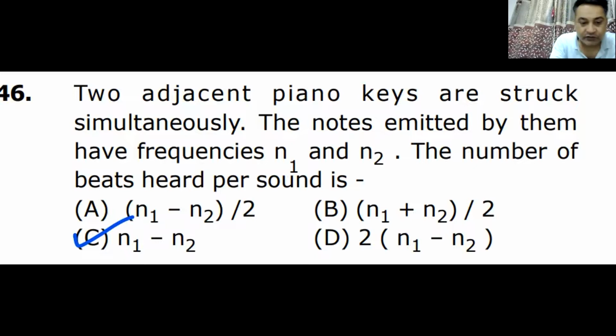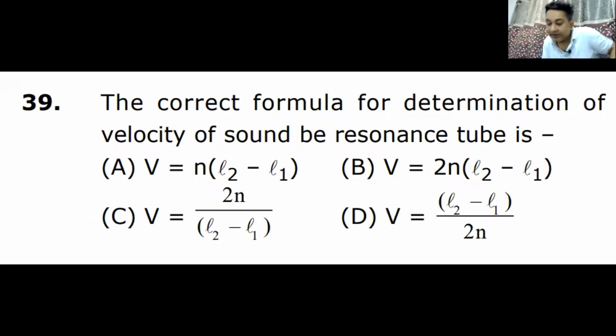Next one. Question number 39. The correct formula for determination of velocity of sound in the resonance tube is... Let us see. Then give me the answer for this one. A, B, C, D. 1, 2, 3, 4. I'm waiting for your answer, bacha. Patiently waiting.